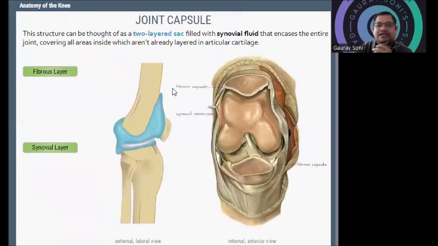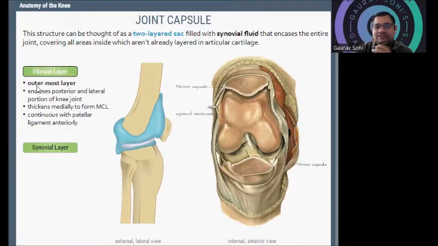Now coming to the joint capsule. This structure can be thought of as a two-layered sac filled with synovial fluid that enhances the entire joint, covering all the areas inside which aren't already layered in the articular cartilage. This is the synovial membrane, the blue color.